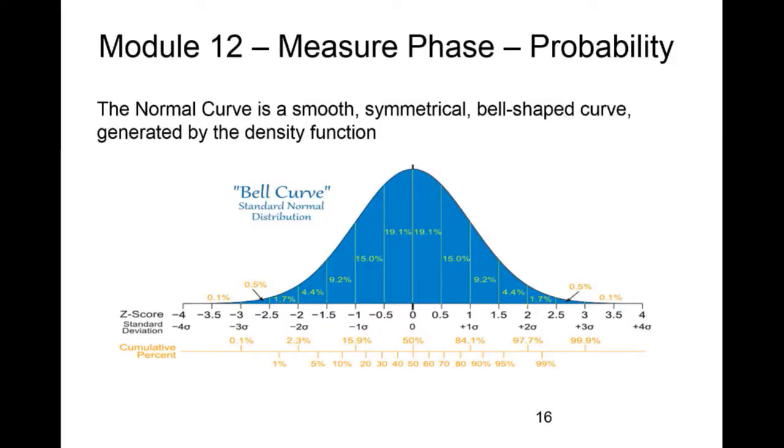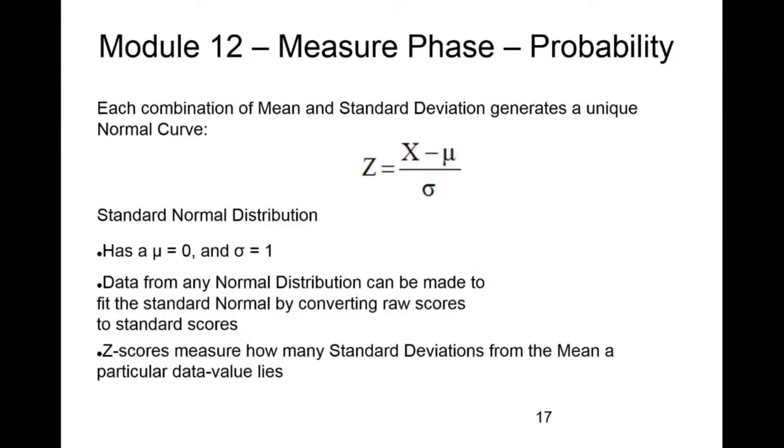So as we said, the normal curve is smooth, symmetrical, bell shape, and is generated by a density function. There it is. It's a very pretty one. This really shows you everything you ever want to know about a bell curve, including your z-score, your standard deviation, cumulative percents. There it is for your percentiles. And each combination of mean and standard deviation will generate a unique normal curve. So you may end up with something fairly flat like that, or something with a very pronounced kurtosis, and so on and so forth.